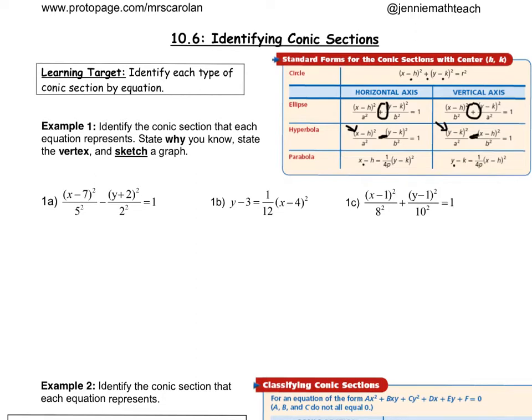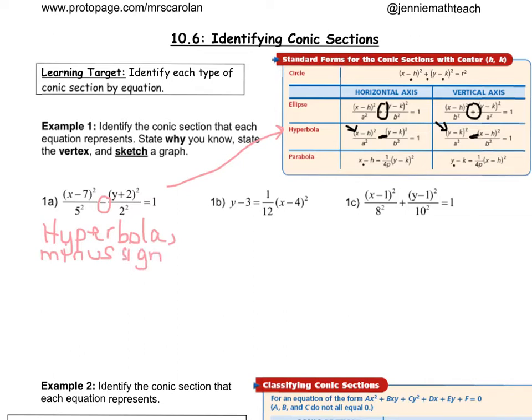So let's look at 1A. First thing I'm looking at is that sign right there. It's a minus sign. So guess what? It's a hyperbola. So first we say it's a hyperbola. Okay. Why? Because of the minus sign. Or if we just circle it, we can write that. We need to say where the vertex is. So we need the H and the K. So the vertex is at the opposite of -7 and the opposite of +2.